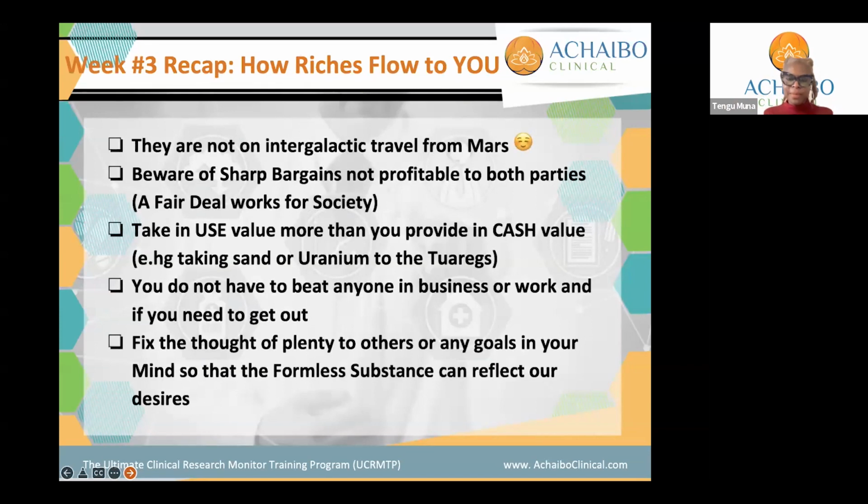Last week, and this is what we talked about, how riches flow to you. The first point was that riches are here, they're in your mind. They're not coming from Mars. They're not trucking resources from Mars to bring them here. They're within you, and it's something within you that gets reflected into the world.